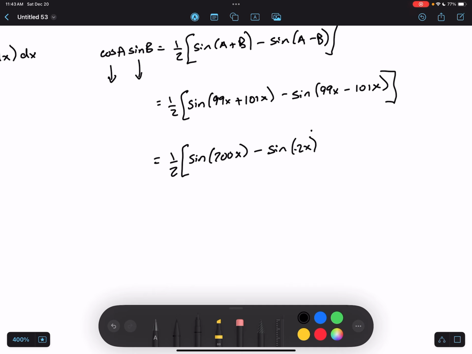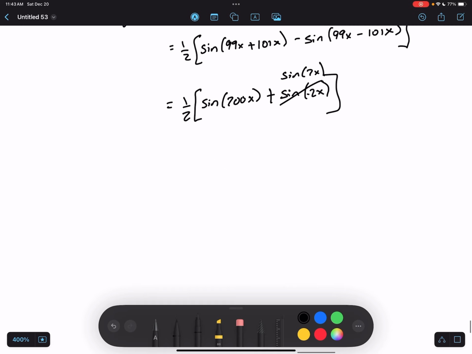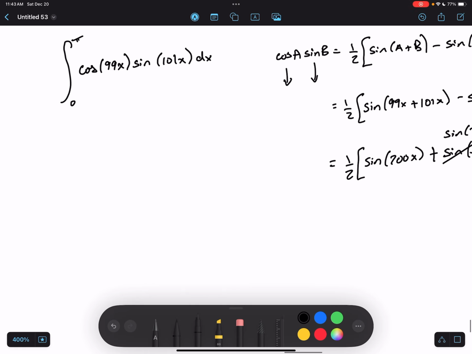And of course, what we can do here is simplify sine of negative 2x and rewrite that as negative sine 2x, and we'll change this negative to a positive. And so what we really have is 1/2 times sine 200x plus sine 2x. And we can go ahead and plug that back into our original integral now. So we'll kick this 1/2 out front: 1/2 times the integral from 0 up to pi of sine 200x plus sine 2x dx.